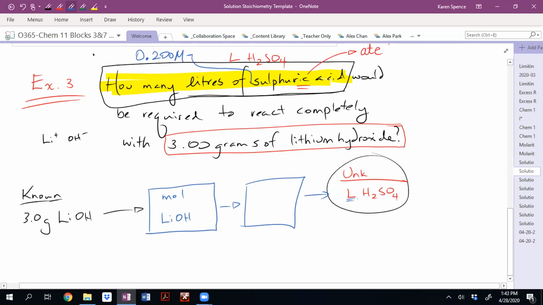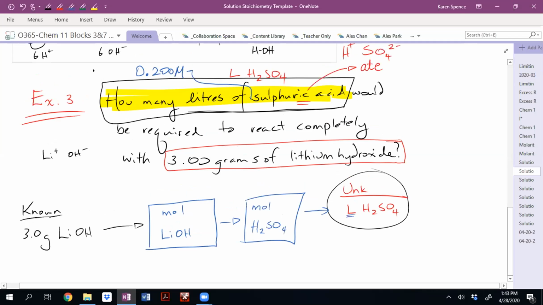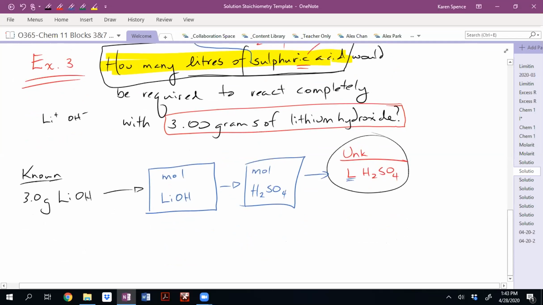We convert from moles of lithium hydroxide to, yeah, moles of H2SO4. That's correct. Moles of H2SO4. Now, what conversion factor do we use to go from grams to moles in our step number 1? What conversion factor do we use to go from grams of lithium hydroxide to moles of lithium hydroxide? Yeah, we're going to use the molar mass.